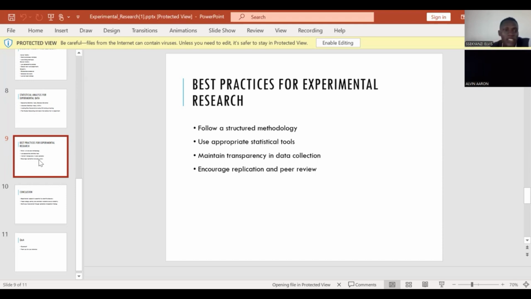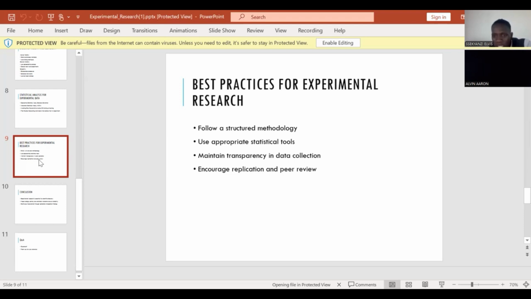Another practice, we can use appropriate statistical tools. Basically, the necessity of selecting and applying statistical methods suitable for the type of data collected and the research question being addressed. And under appropriate statistical tools, we have: choose the correct descriptive statistics to summarize the data. Also, select the appropriate inferential statistics and then understand the assumptions for the chosen statistical tests.